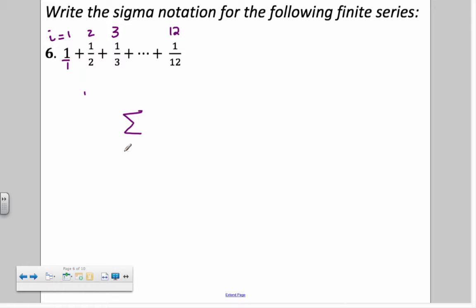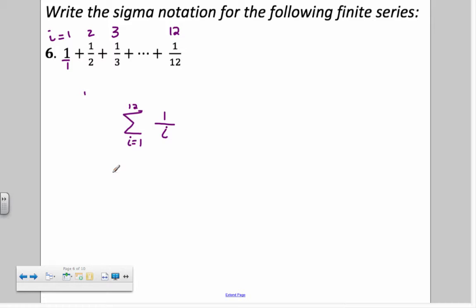So now I can go ahead and write the sigma notation. On the bottom I have the starting term. So I'm going to go ahead and write I is equal to my starting term, which is 1. On the top I write my ending term. I'm going all the way to the 12th term. And now I have to write the rule. We'll take a look at our numerator of our fraction. The numerator of the fraction never changes. It is 1. The bottom of the fraction we said was our I. So we can just go ahead and write this as 1/I.